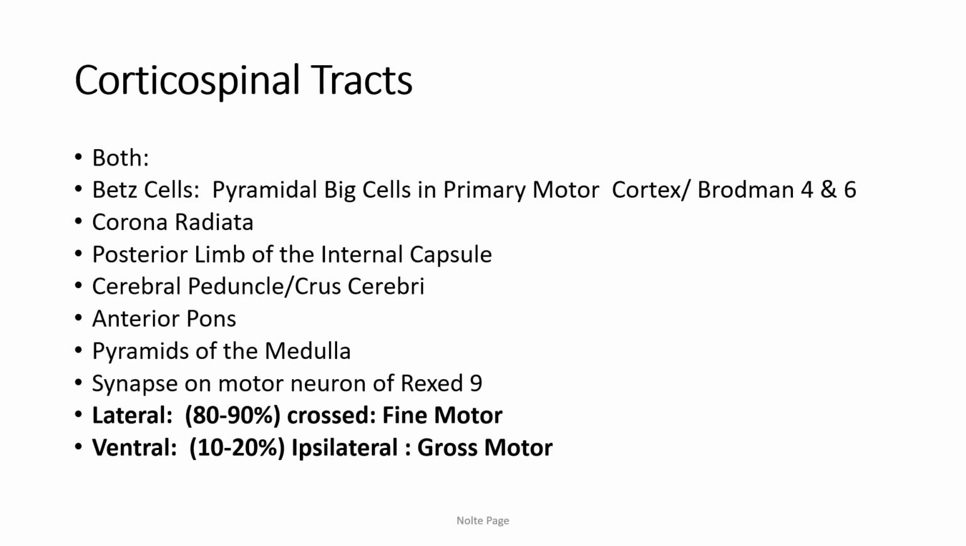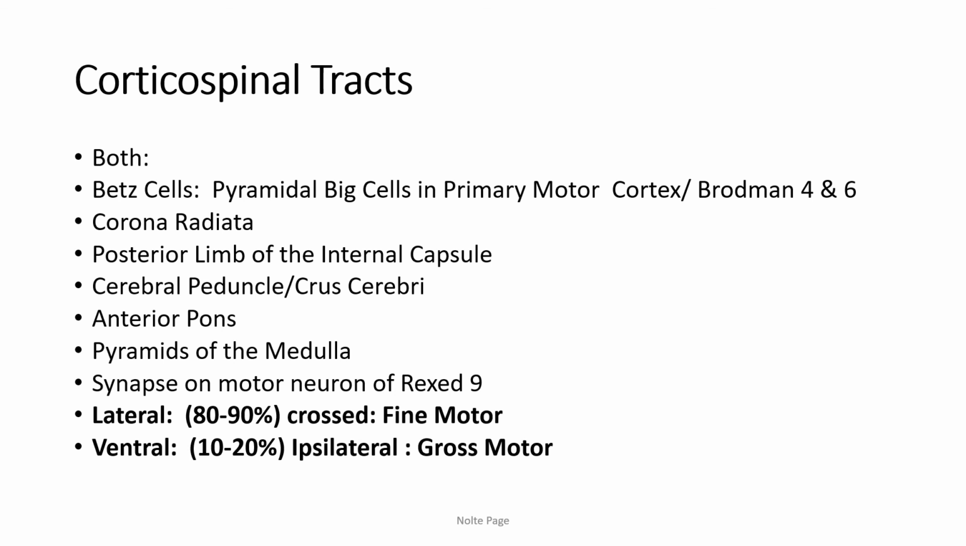It goes down through the corona radiata, through the posterior limb of the internal capsule, through the cerebral peduncle, also known as crus cerebri, down through the anterior pons, crosses over at the pyramids of the medulla, at that decussation of the pyramids, and then synapses on alpha motor neurons in the gray matter, or what we call Rexed 9, remember.